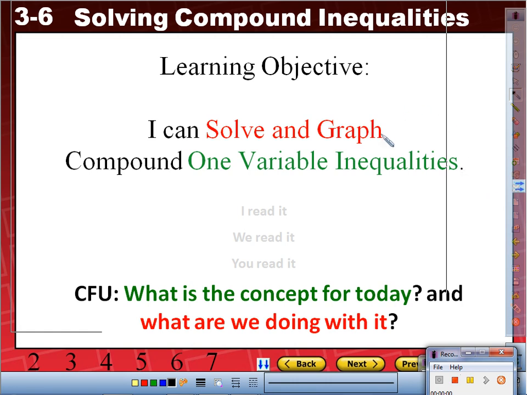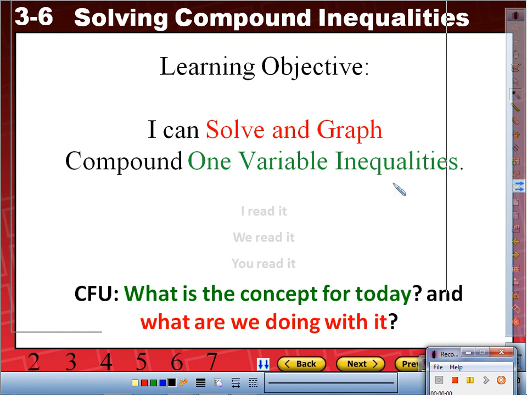All right, guys, here we go. Let's read the objectives together. It's 1, 2, 3. I can solve and graph compound one variable inequality. So yes, we've been looking at one variable inequality. So for your title, for your notes, write compound one variable inequality.